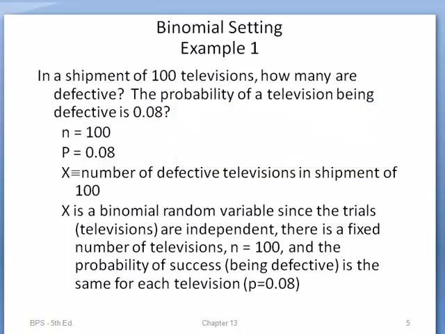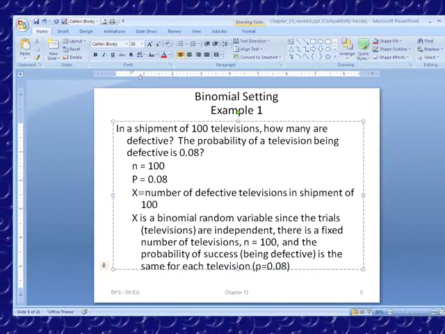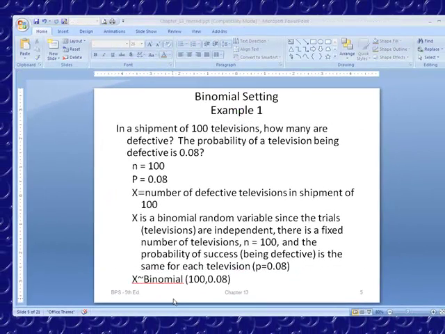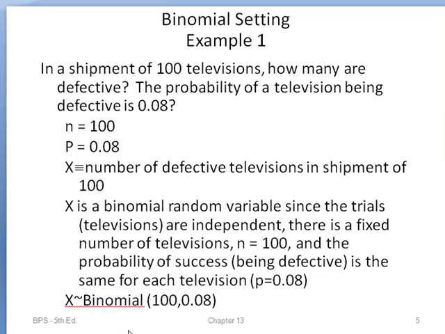X being the number of defective television sets in a shipment of 100, that random variable x is binomial. So it's binomial, and the way we would write that up would be like this. A shorthand way to write that the random variable x is binomial is we say x is binomial, and in parentheses, the parameters for a binomial are n and p, so we see 100, which is n, and the probability of the success is 0.08.